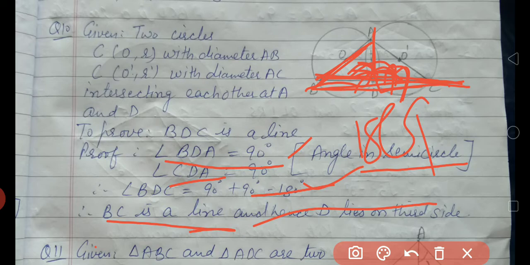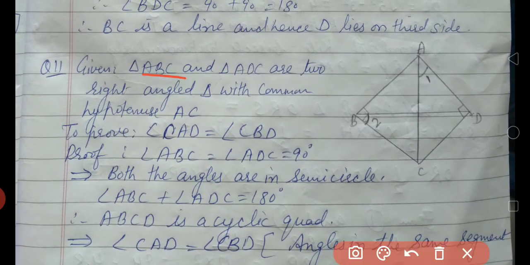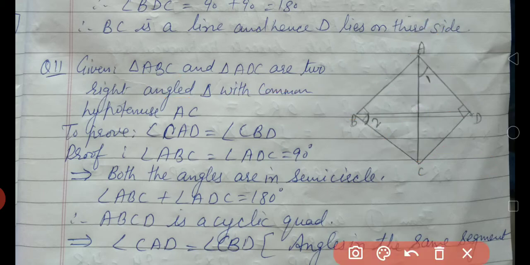Now let us come to question number 11. In this you are given ABC and ADC, two right angled triangles, with hypotenuse AC. This is the hypotenuse AC. Now we have to prove that angle CAD and angle CBD are equal.